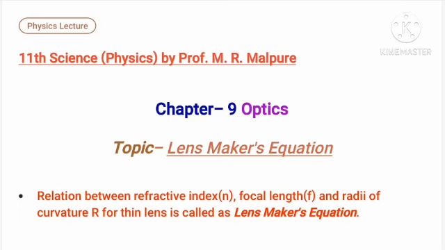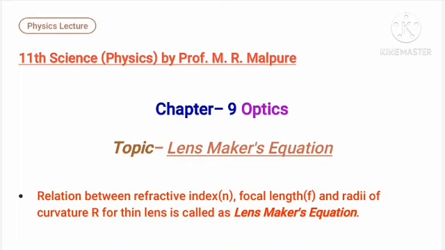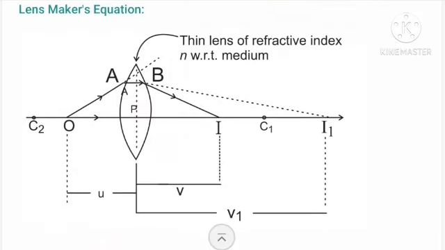So what is Lensmaker's equation? It is nothing but the relation between refractive index, focal length and radius of curvature r for any type of thin lens. So this relation is called Lensmaker's equation. We are going to derive this equation today. To derive it, we must have one ray diagram.